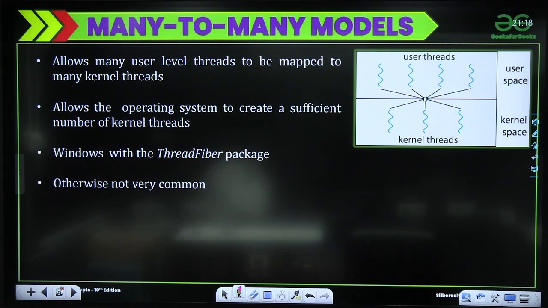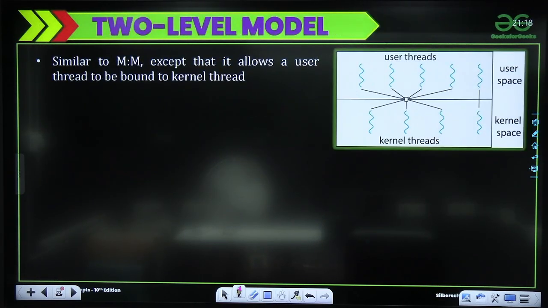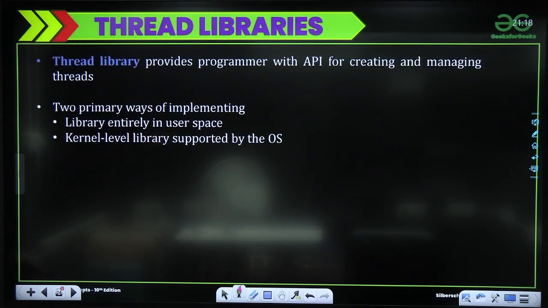And we also have many to many. It allows many user level threads to map to many kernel level threads, as you see in the diagram. It allows the operating system to create a sufficient number of kernel threads. Otherwise, this is not a very common approach. And there is the two-level model. I mean, generally user level threads getting managed by kernel level threads is called the two-level model.